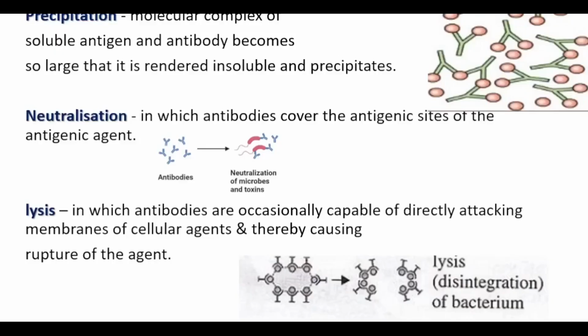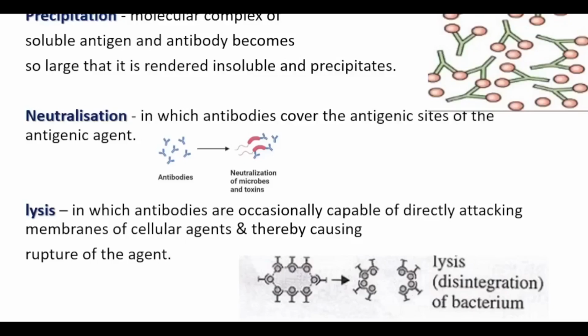Next is precipitation. The molecular complex of soluble antigen and antibody becomes so large that it is made insoluble and precipitates. Here you can see the antigens are soluble. They are not present on any particles like RBCs or bacteria. They are present in the blood. Antibodies will come and attach to this antigen, and as they become large because of binding with the antibody, they are made insoluble. Once they become insoluble, they precipitate, and this antigen bound to antibody will not act. It cannot cause any problem to your body.